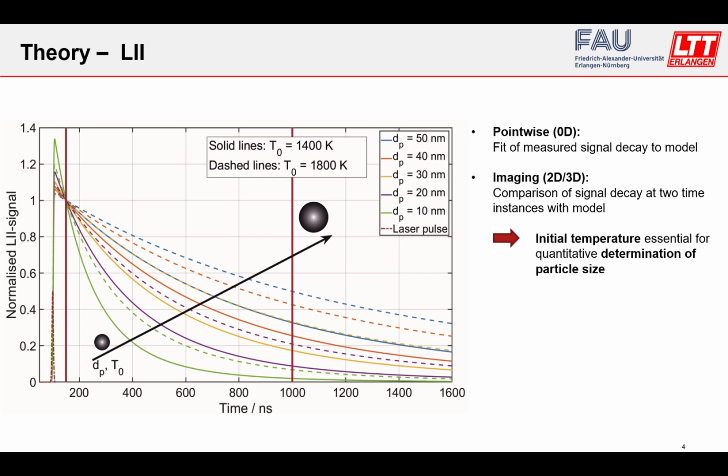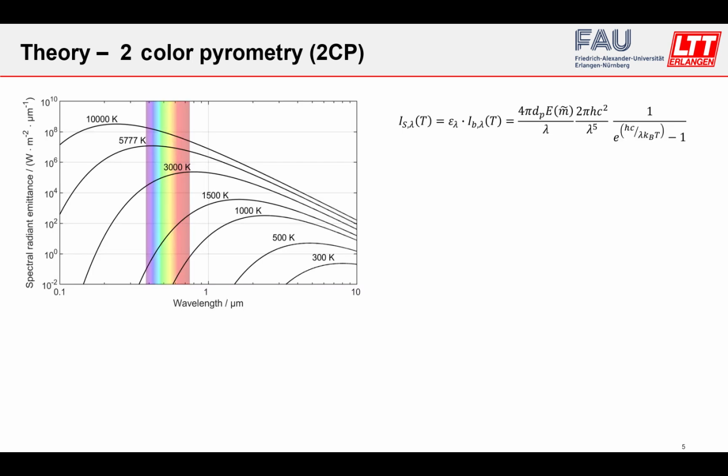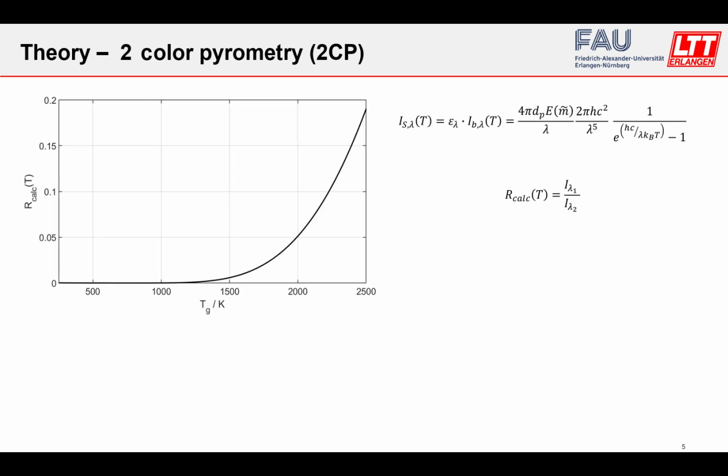And that's why we also have to measure the temperature prior to the laser pulse, which we do with the measurement technique two color pyrometry. And here you see the spectral radiant emittance of soot for different temperatures and also the formula to compute that. And now we only use 2 wavelengths. And if we calculate the ratio of those 2 wavelengths, we can get such a lookup table.